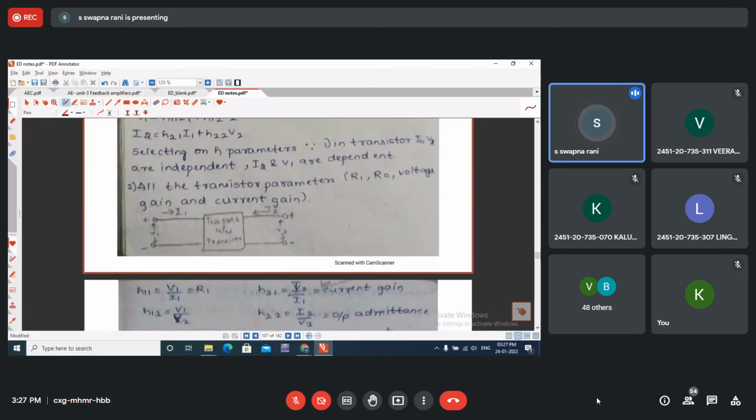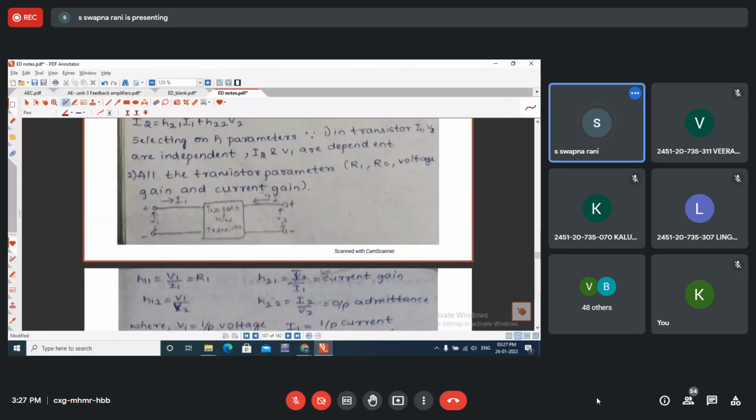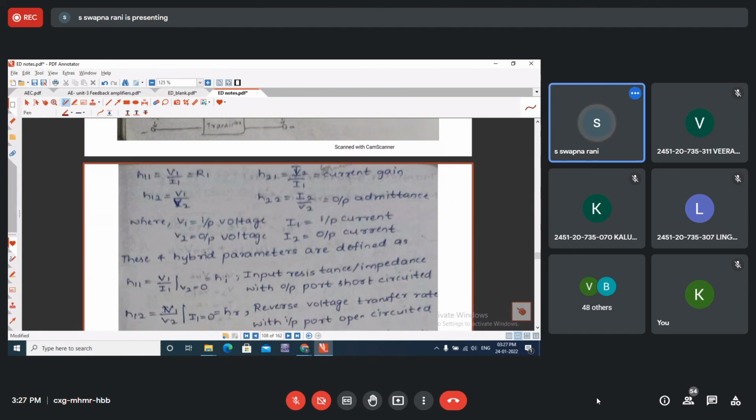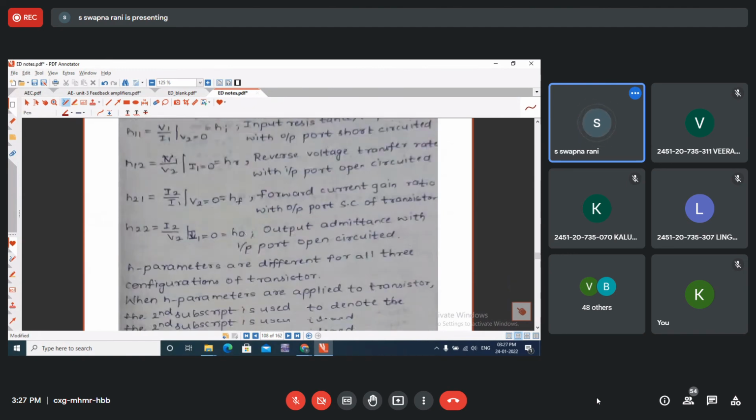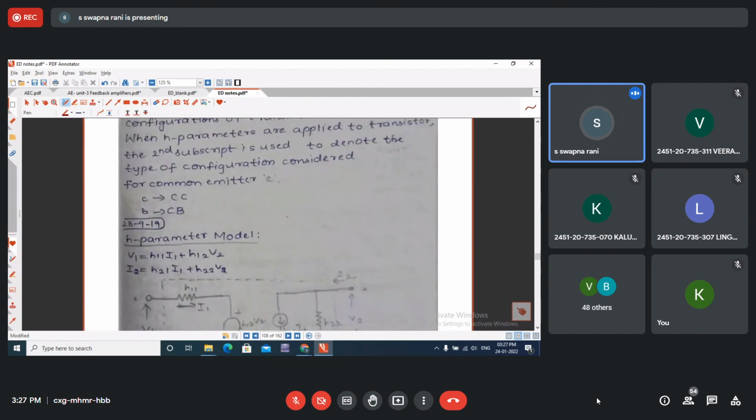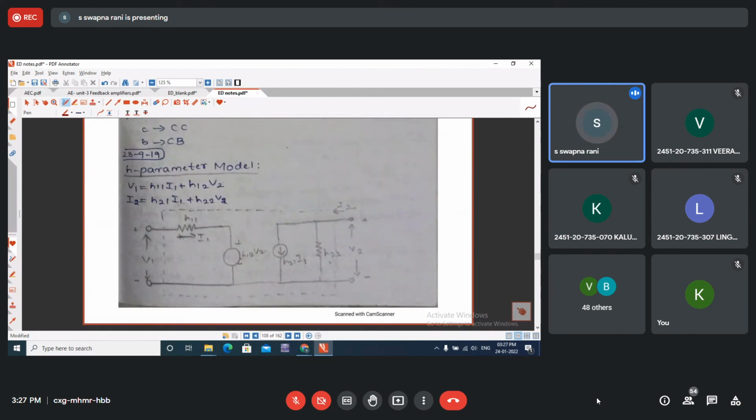Here, the same thing, whatever we discussed, is written here. H11, H12, definitions of the four H parameters. This is the H parameter model. H11, see here, is an impedance, right? Therefore, I will introduce a resistor in the input circuit, H11.